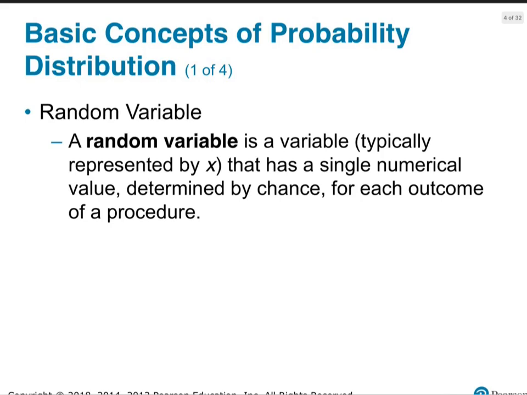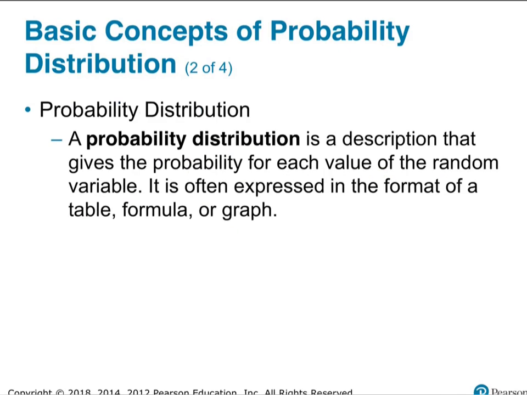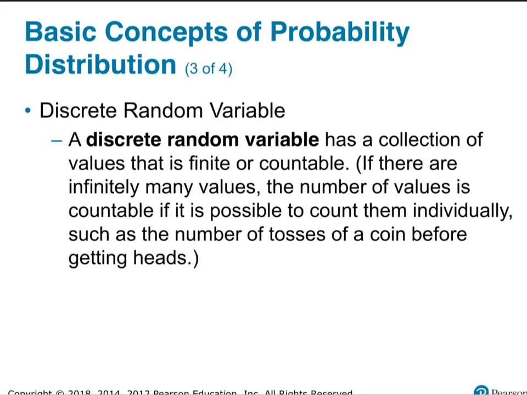So a random variable, we usually use X, is a variable that has a single numerical value determined by chance for each outcome. So, a probability distribution is a description that gives probability to each value. So again, a bunch of words. An example I think will be most helpful.